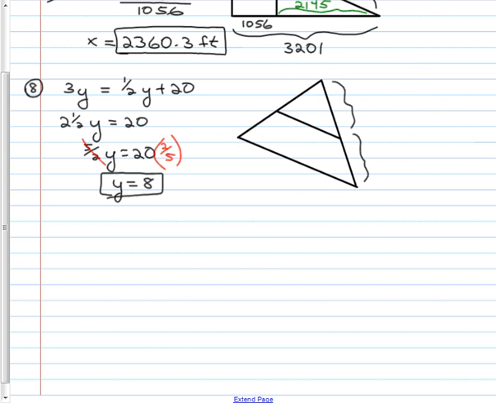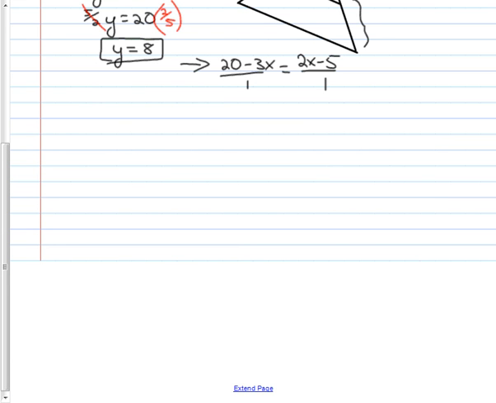What do I know about these sides right over there? Since they're congruent or equal to each other, what's the ratio between these two? I'm 1 to 1. Whatever the length is, I don't need to know. I'm 1 to 1. So then I can take my 20 minus 3x to 1, 2x minus 5 to 1. Which is the same thing as just that they equal each other. So if I added 3x, 5x, added my 5, 25. X must have a value of 5.